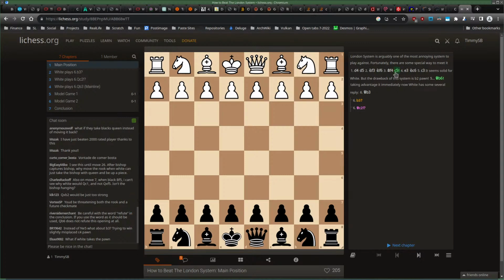The London system is arguably one of the most annoying systems to play against. Well, I have to. Fortunately, there is some special way to meet it. d4, d5. Let's play this. d4. I was going to play the knight, which I think is the best system, but okay. He's going to play knight f3. And yes, he did. Then I have to play the knight.